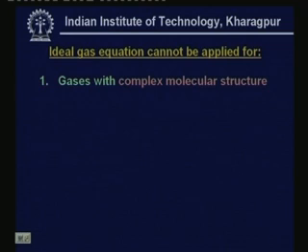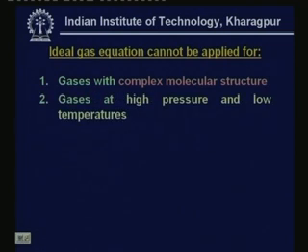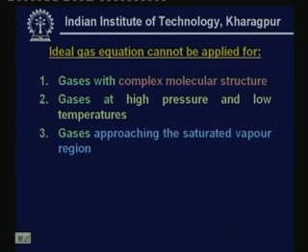The ideal gas equation cannot be applied for gases with complex molecular structure. You cannot apply the ideal gas assumptions also when the gases are at high pressure and low temperatures, and when the gases approach the saturated vapor region. That means under these conditions, if you apply the ideal gas equation, it will result in significant errors. Then how do we handle these situations? For these situations we have slightly more complex equations of state, which, the more complex they are, the more accurate. Let us look at some typical equations of state.